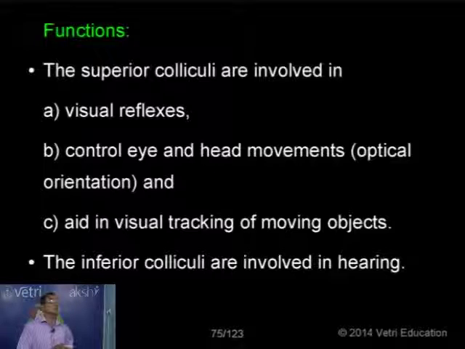So all these functions are performed by the superior colliculi, whereas the inferior colliculi are involved in the hearing process. The superior colliculi are involved in visual reflexes, optical orientation, and aid in tracking of moving objects, whereas the inferior colliculi are involved in the hearing process.